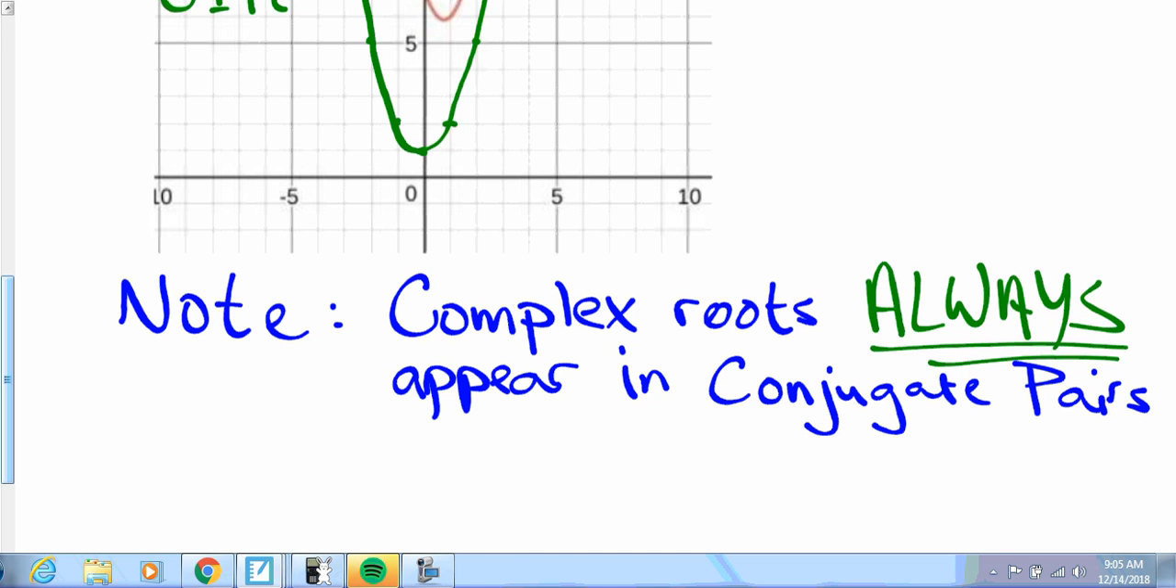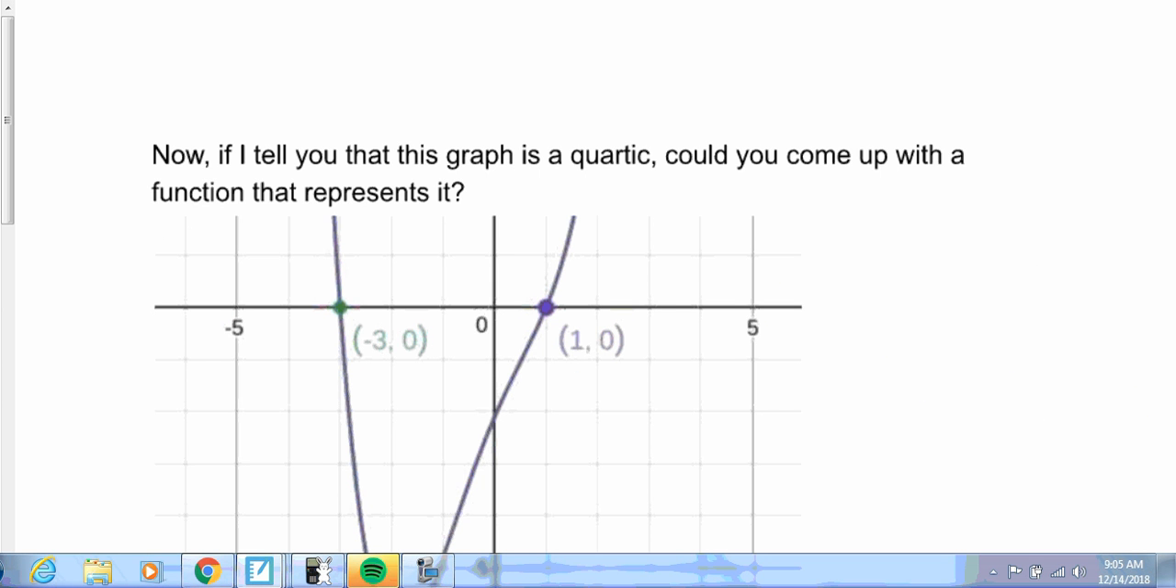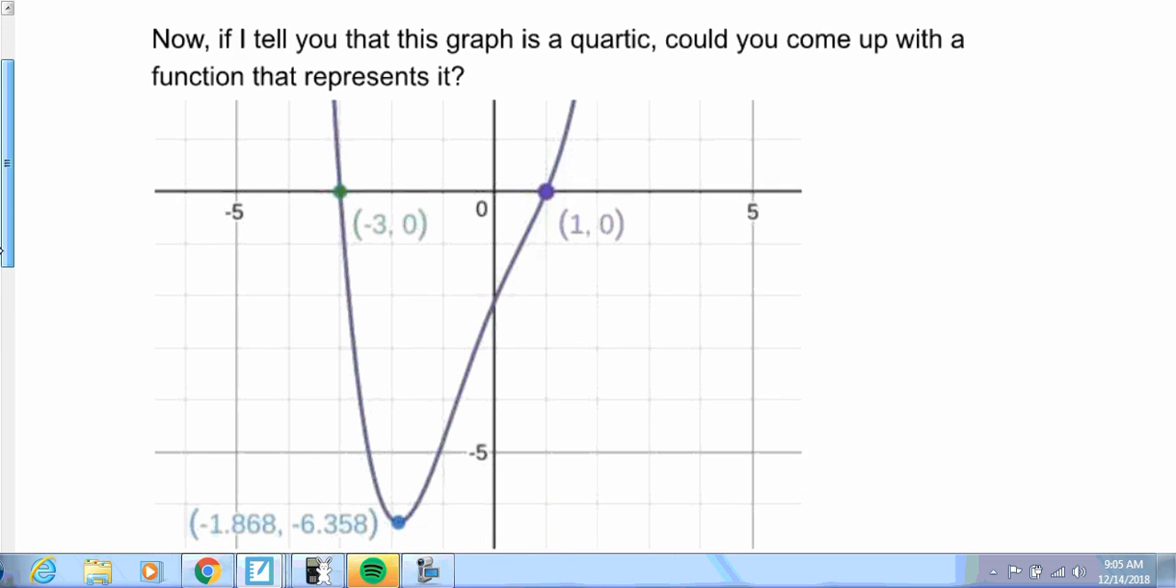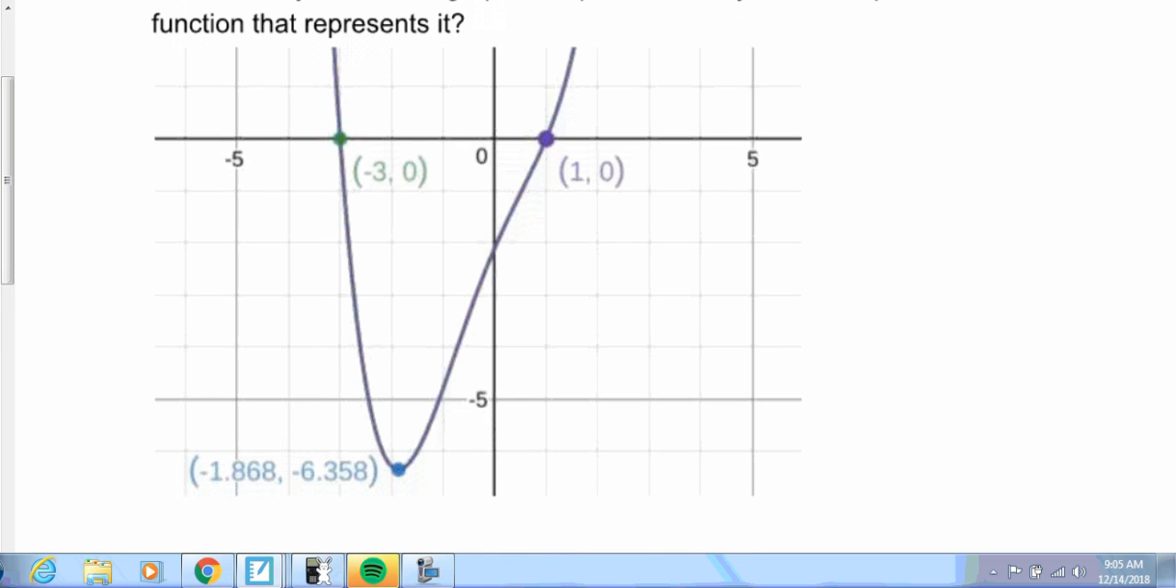Now, I want you to consider this function right here. If I tell you this is a quartic, meaning what? Means order 4, right? Or degree 4 polynomial. Meaning that the highest exponent of x in that function is what? 4. Okay, good. We're getting our language down. I told you this is a quartic.